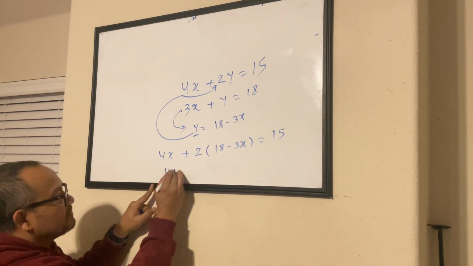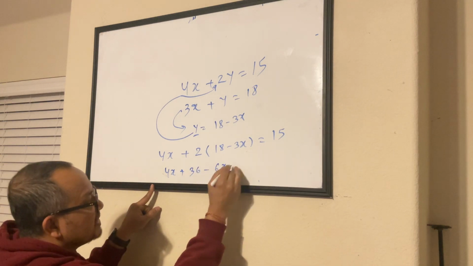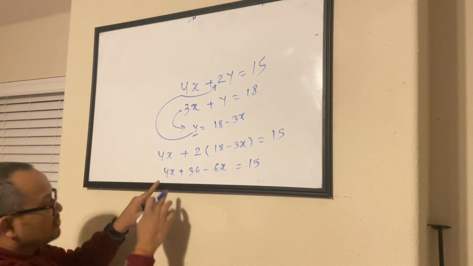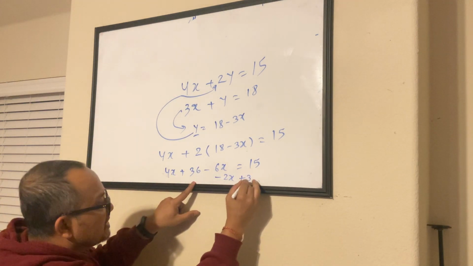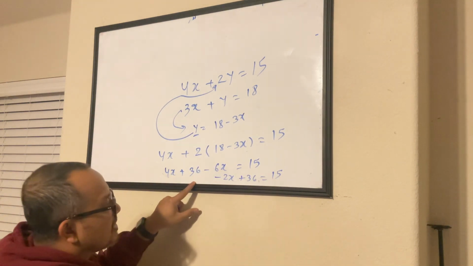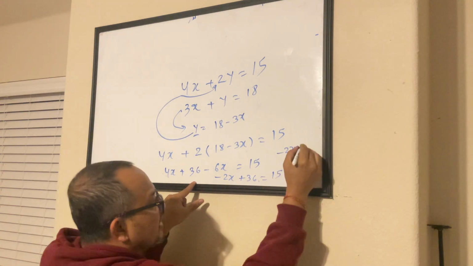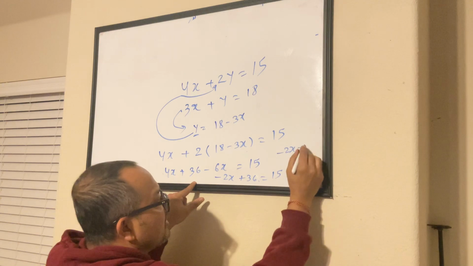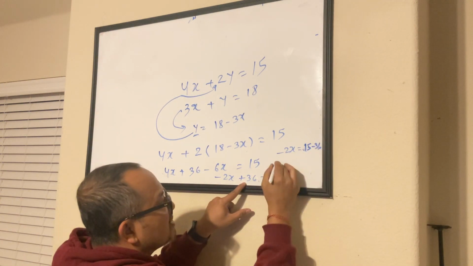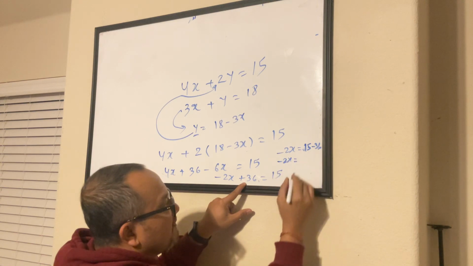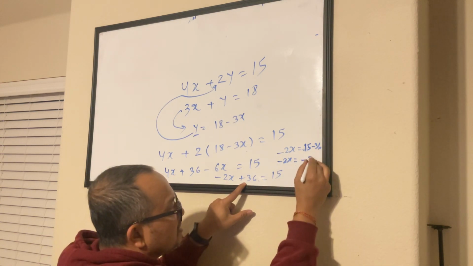So this is 4x plus 2 times 18, which is 36, minus 2 times 3, which is 6, minus 6x equals 15. So you got 4x minus 6x, which is minus 2x, plus 36 equals 15, or minus 2x equals 15, and this 36 goes to the other side and becomes minus. So minus 2x equals 15 minus 36, that will be minus 21.